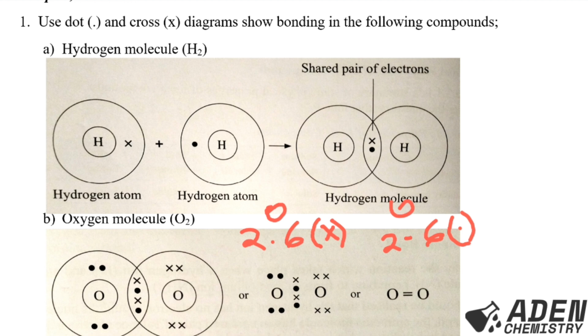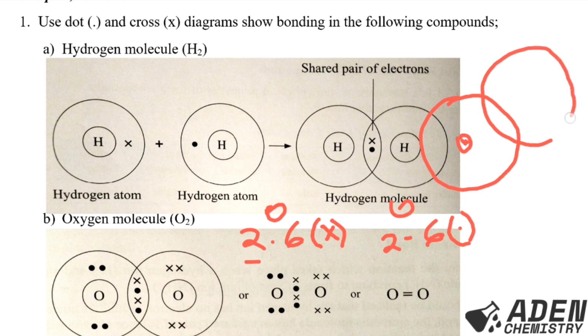Then let's try to draw the structure of the oxygen molecule. First of all, I'm going to draw the nucleus of the first oxygen and its outermost energy level. That's the outermost energy level. The first energy level doesn't matter. If you can draw it, you can draw it. If you leave it out, it doesn't give any problem.